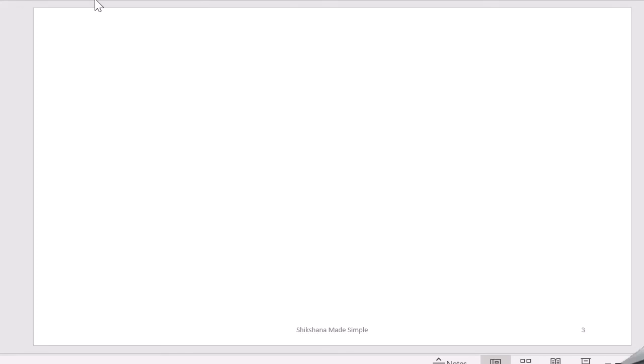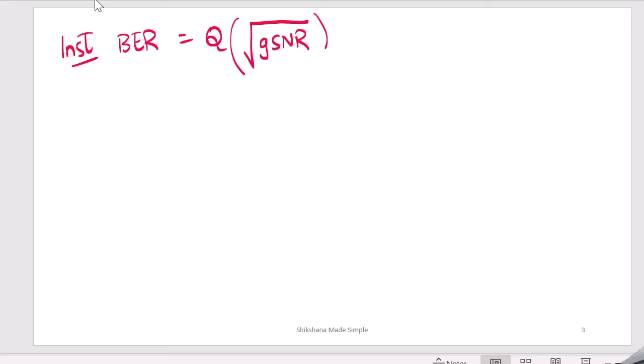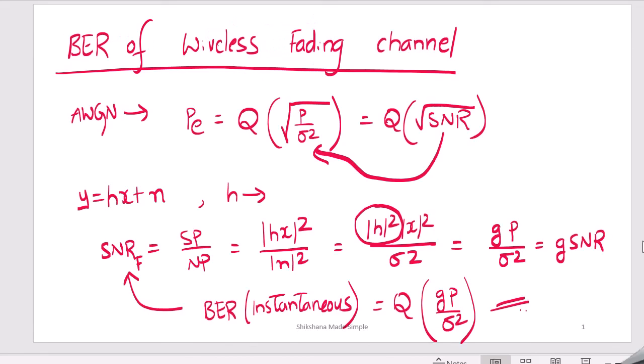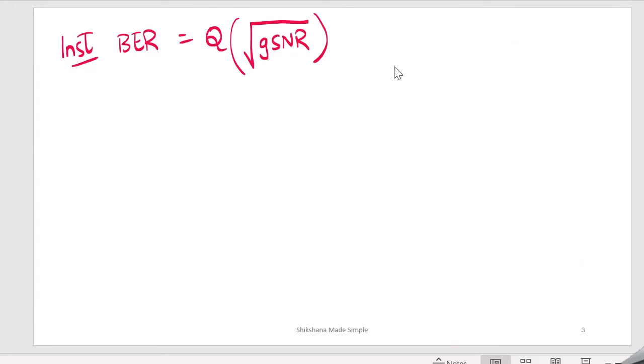Whatever we have seen right now is instantaneous BER, right? Which is actually given by Q function of square root of G into SNR. Yeah, I'm missing the square root all the time. So here I would say square root. So this is instantaneous BER, but what about average BER? Can we get average BER?